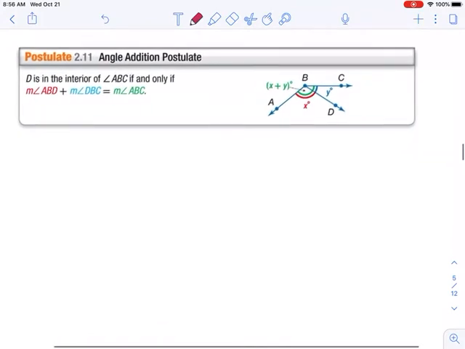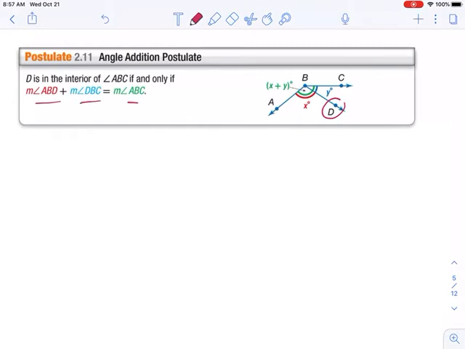Okay, we had the segment addition postulate. Now we have the angle addition postulate. If we have adjacent angles, and this point is between rays BA and BC, then these two angles, marked X and Y, add up to the whole angle ABC. And they have it right here.